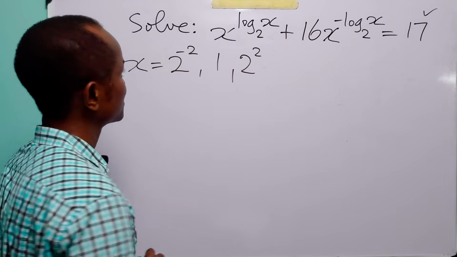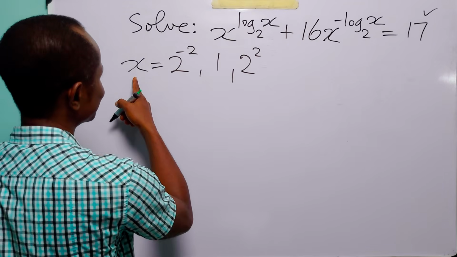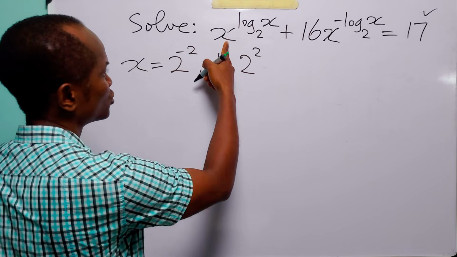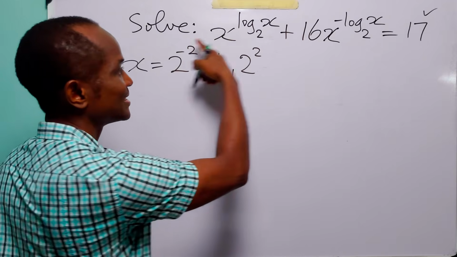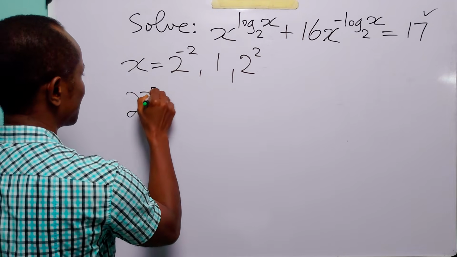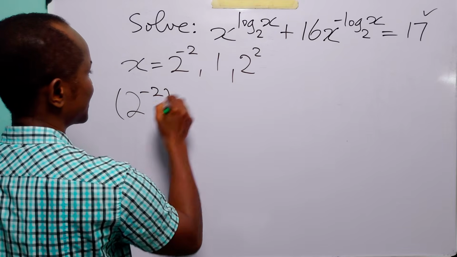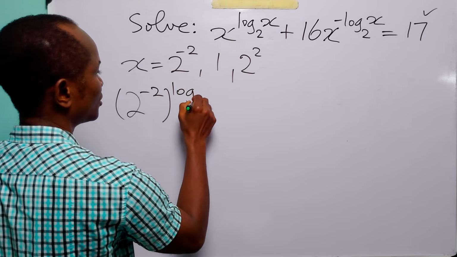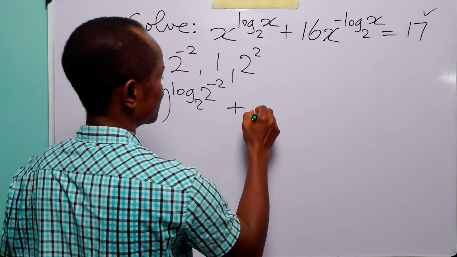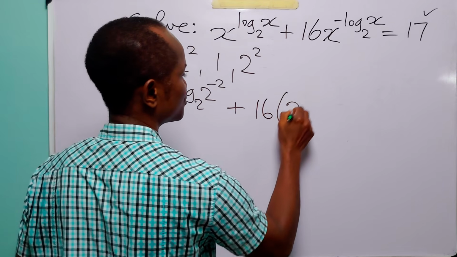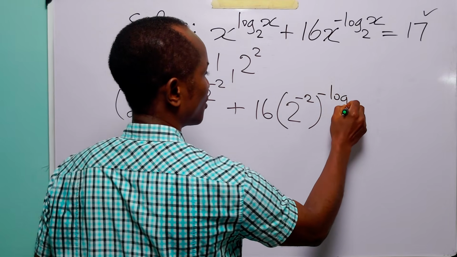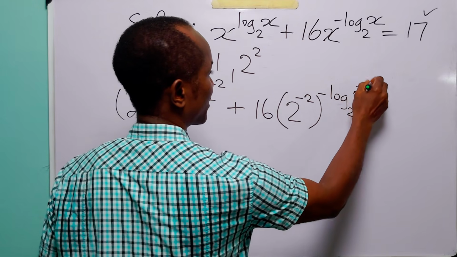Now let us check our results. In the first case, we have that x is equal to 2 to the power minus 2. So let us substitute the value 2 to the power minus 2 for x in this exponential equation. When we do that, we have 2 to the power minus 2, that is x, to the power log to base 2 of 2 to the power minus 2, plus 16 times 2 to the power minus 2 to the power minus log to base 2 of 2 to the power minus 2.